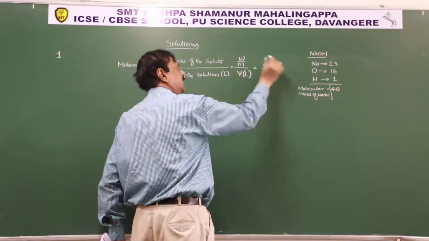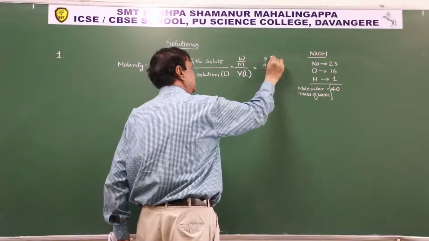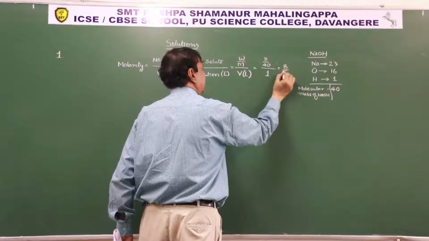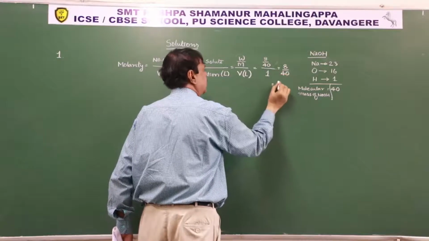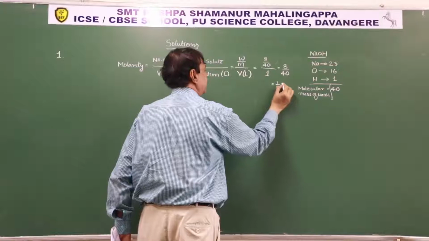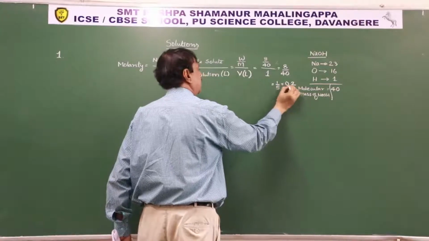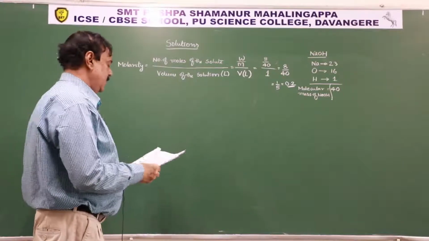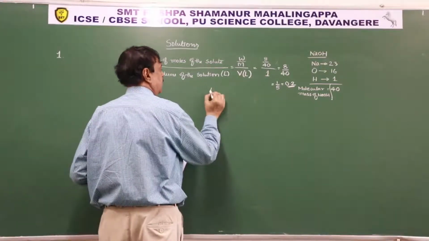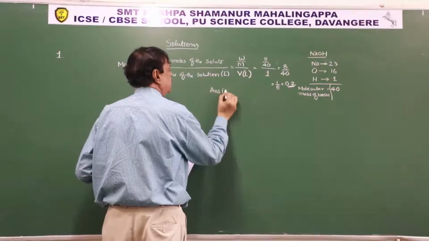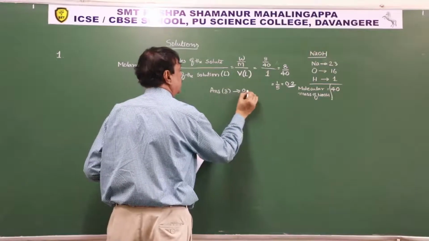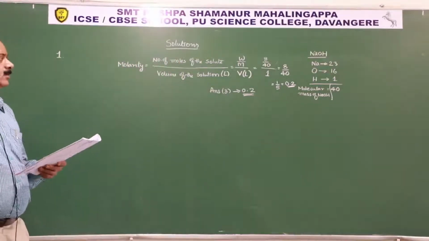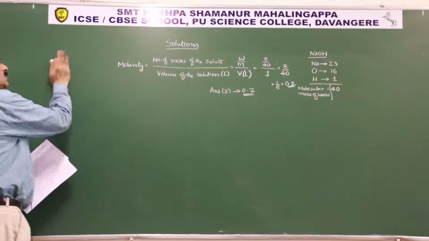We put this 40 here. 8 gram is given in the data. Therefore that is 8 by 40, that is equal to 1 divided by 5, that is equal to 0.2. Therefore your answer is 0.2. That is option number 3, 0.2 molar solution. Okay, this is the first question.